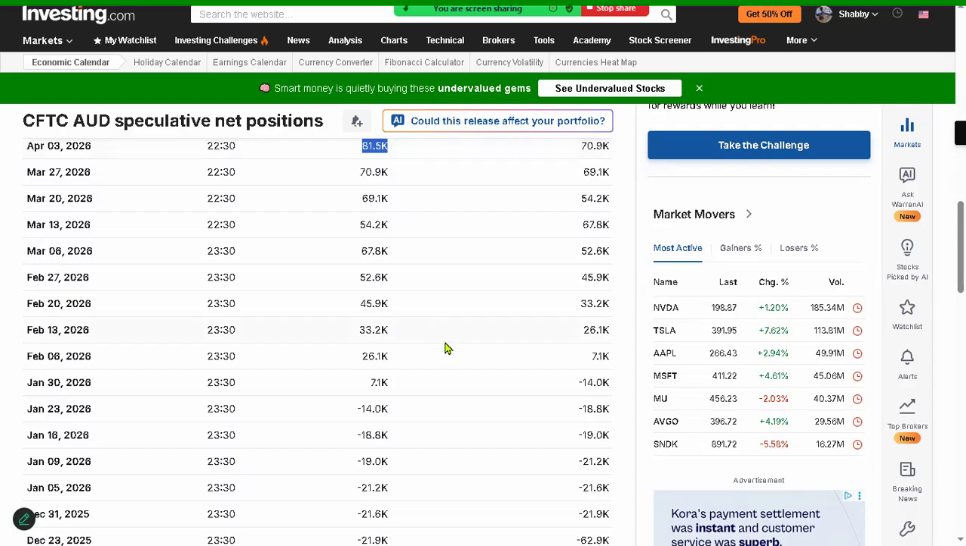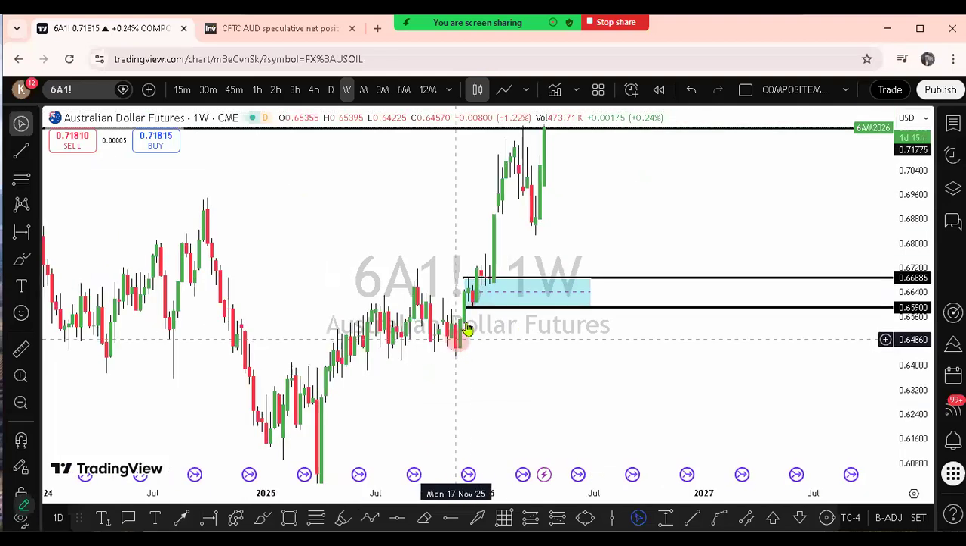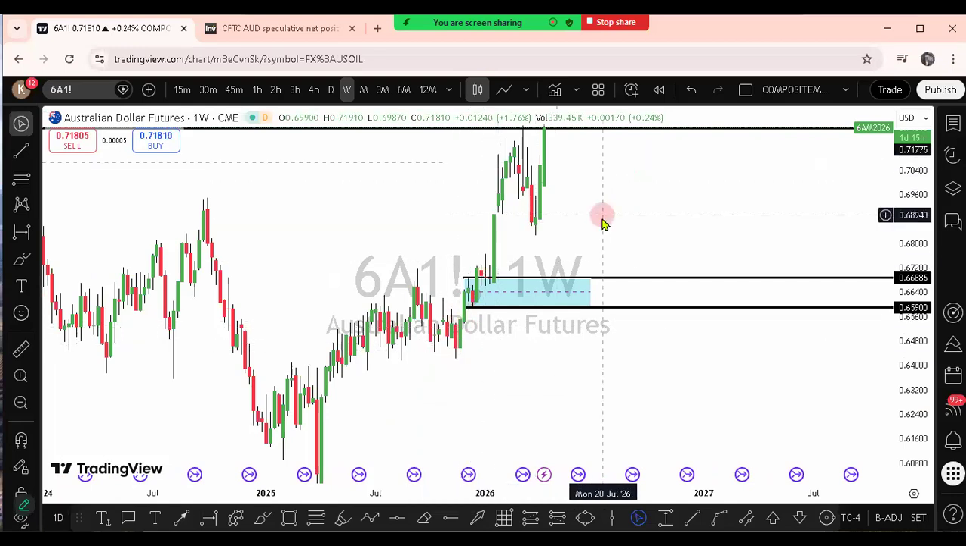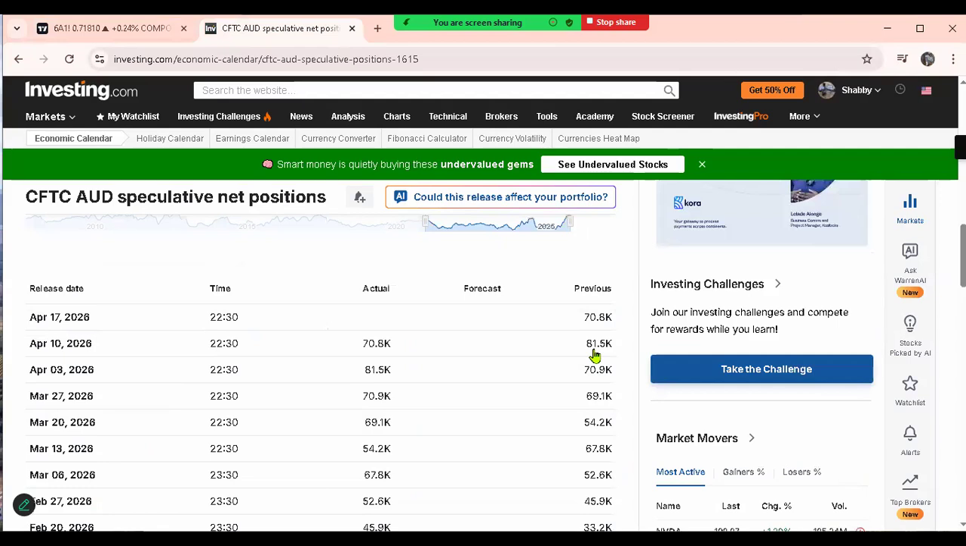From 7.1K to 81K, this means that institutions have been holding their long positions. And look at this, from November, price has remained consistently bullish because institutions were holding long positions. But now, since everything is touching the extreme, look at this. They have started reducing their longs. So if they started reducing their longs from 81,000 back to 70,000, that's a difference of almost 10,000 contracts.